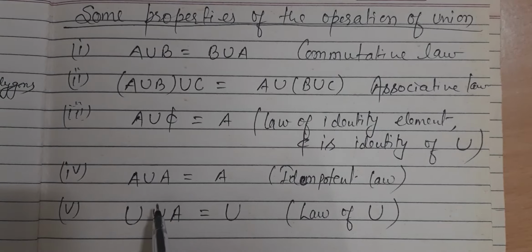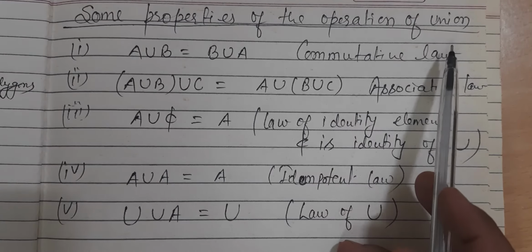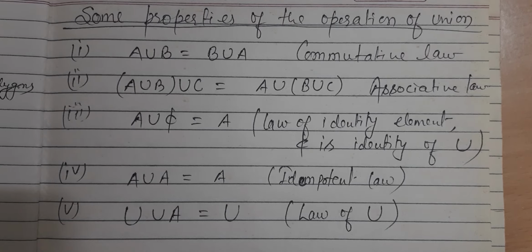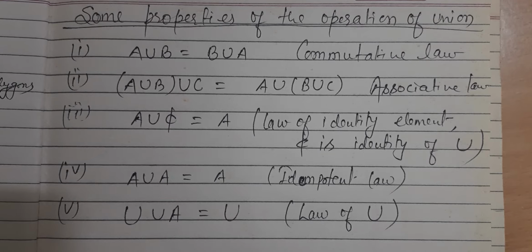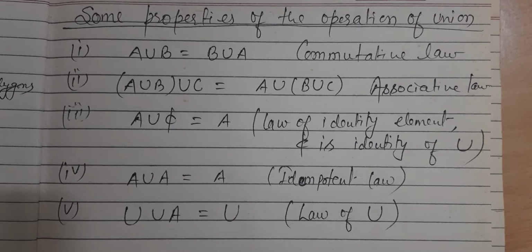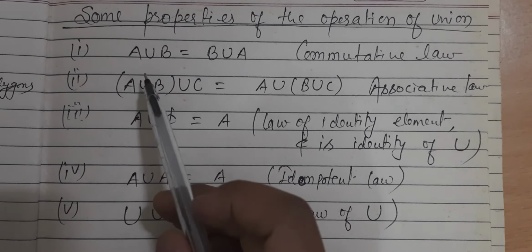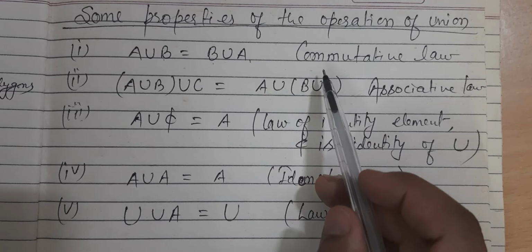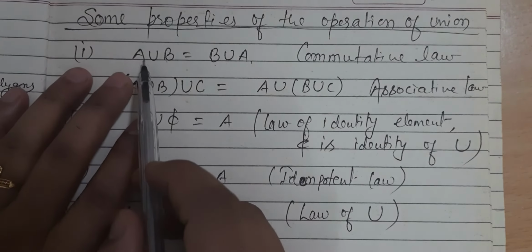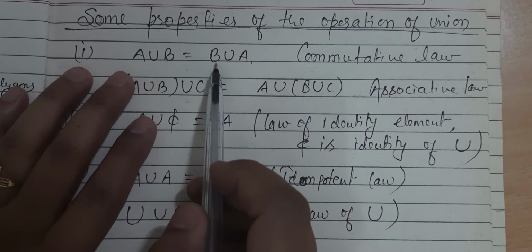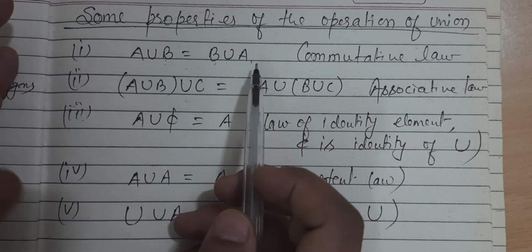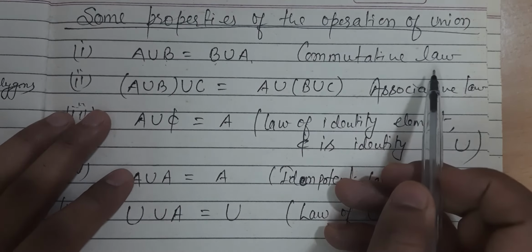Now some properties of the operation of union. In class 8 also we have discussed so many properties like commutative property, associative property. So for set theory also we will study some properties. The first one is A union B is equal to B union A. This is called commutative law. It means if we take the union of A and B or B and A, then it will be the same only.